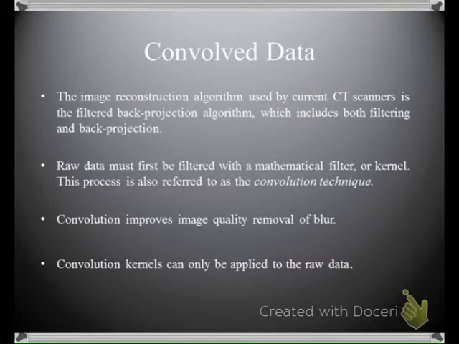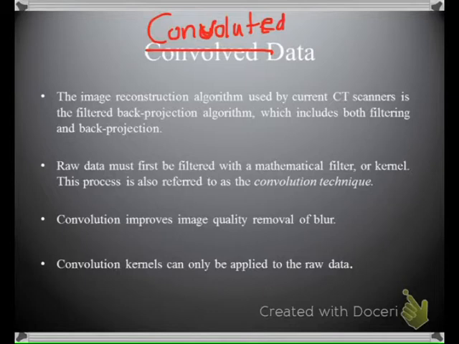Then that brings us to convoluted data. We see that the image reconstruction algorithm used by current CT scanners is filter back projection, which includes both filtering and back projection. The raw data must first be filtered with a mathematical filter or a kernel. This is referred to as the convolution technique. Convolution improves image quality by removing blur.